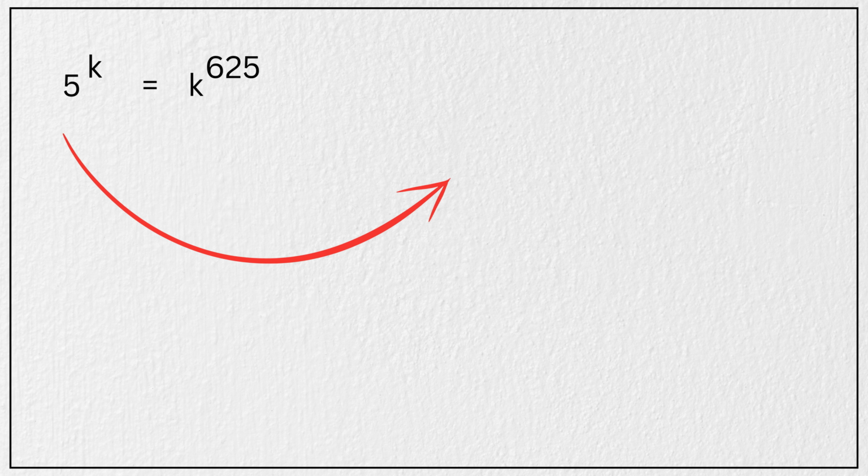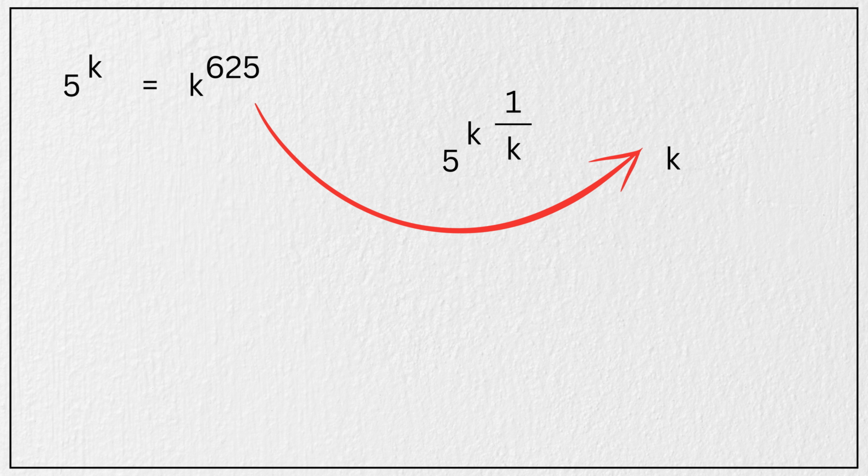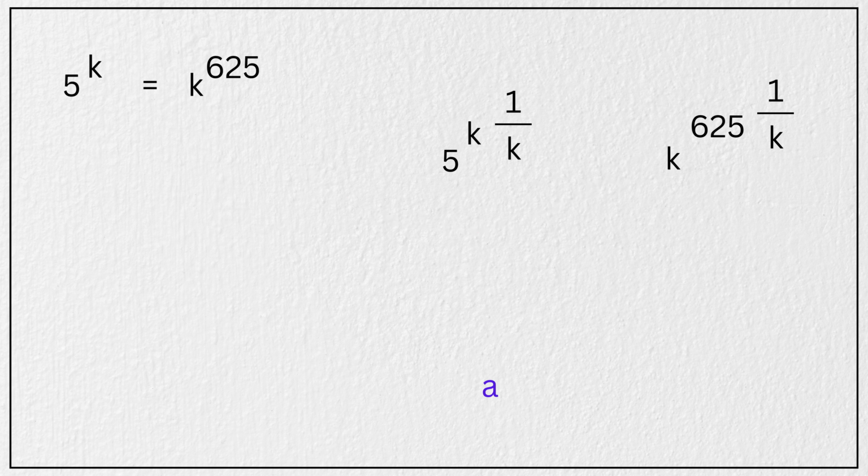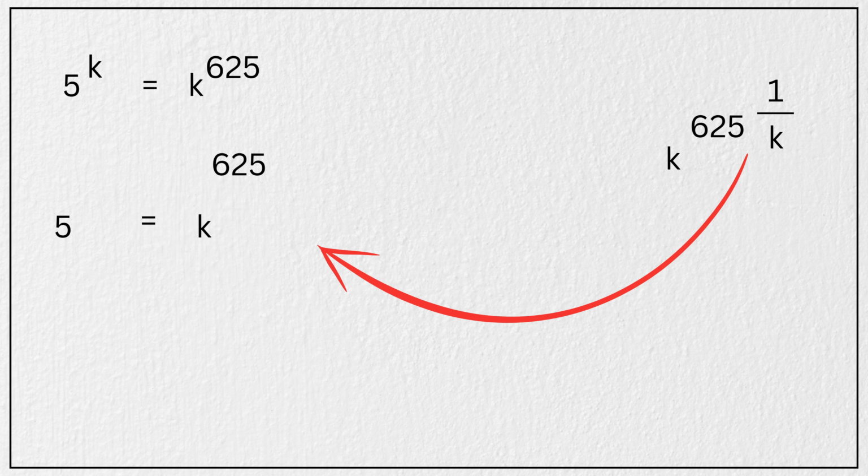So take this left side, which is 5 raised to k, and raise it to 1 over k. Similarly, take this right side, which is k raised to 625, and raise that to 1 over k as well. Now use the power rule that says when we have a raised to m, and then the whole thing raised to n, we can rewrite it as a raised to m times n. So the left side becomes 5 raised to k times 1 over k, which is simply 5 raised to 1, or just 5. And the right side becomes k raised to 625 over k.